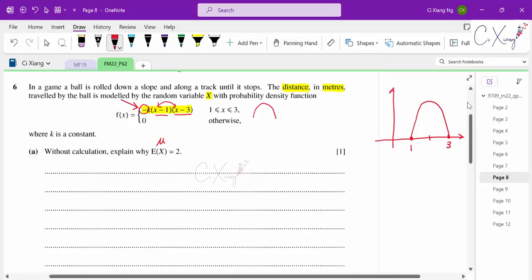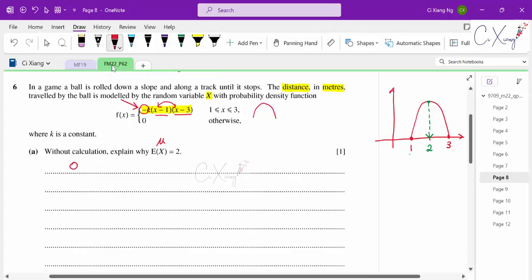And you should know for any quadratic equation, right? Okay, they should be symmetrical from the x-intercept that we get. Therefore, by default, like what we learned just now, the basic concept here, since it is a symmetrical quadratic curve, therefore the mean will be at the midpoint between 1 and 3. So the midpoint will be at 2. Alright, so what's the reason here?